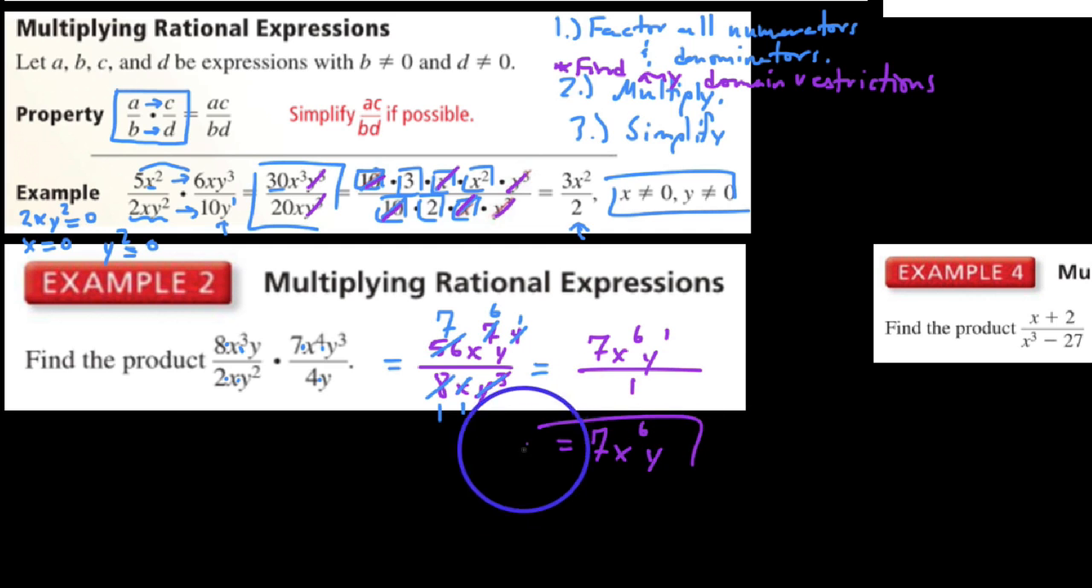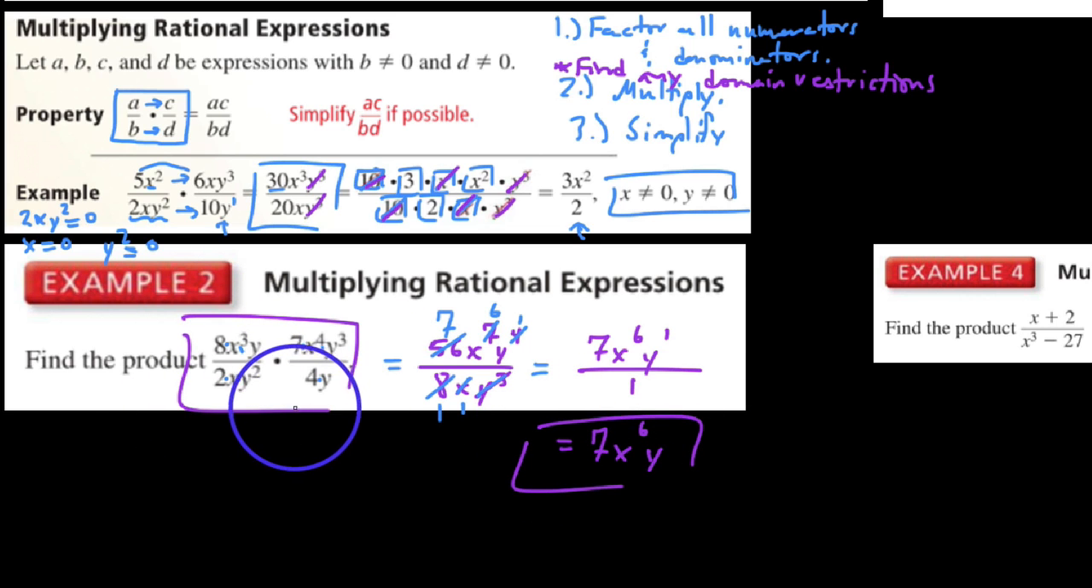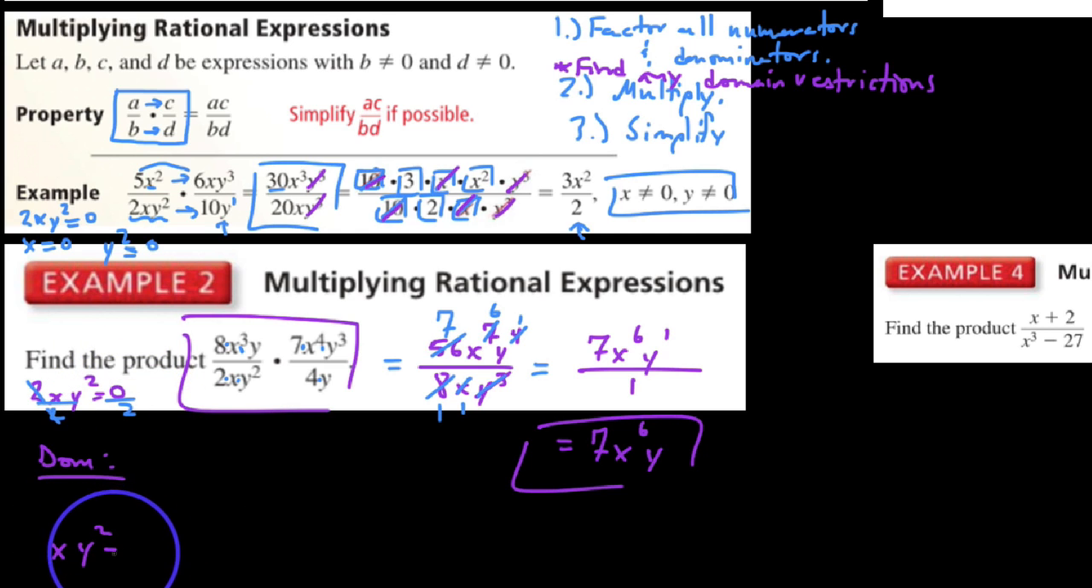So now looking at this, and looking at our initial expressions, one thing we want to make sure we do is restrict our domain if necessary. I do notice here that if I set 2xy squared equal to 0, this is only true if we divide both sides by 2. The 2 is inconsequential. We still get 0 on the right. We get xy squared equals 0.